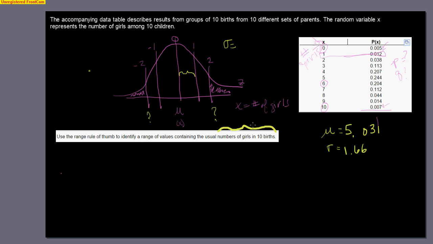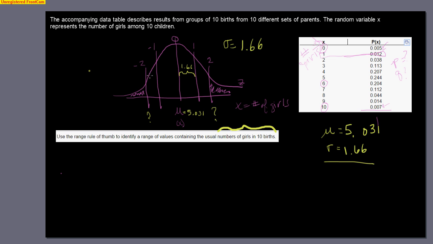But again, for our purposes, we're using technology. So now we know this value. We know that 1 standard deviation is 1.66, and we now know the mean is 5.031. If we know that this distance here is 1.66, and we know that we're starting at 5.031, let's go ahead.